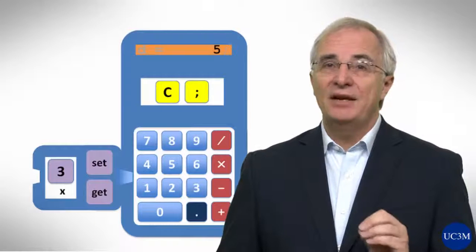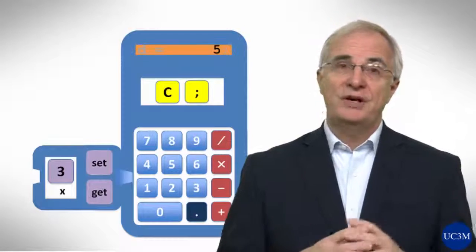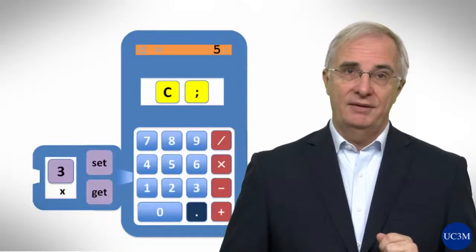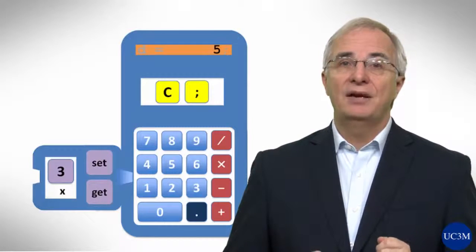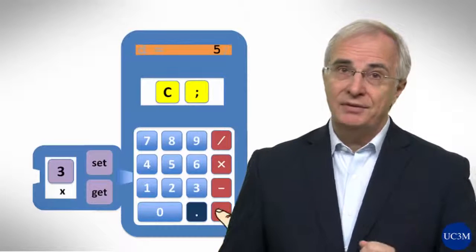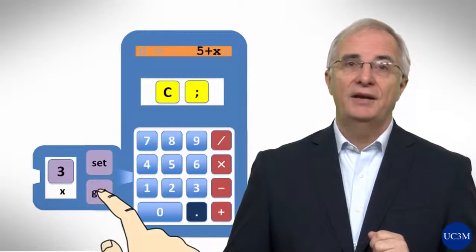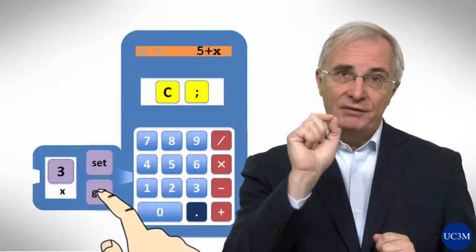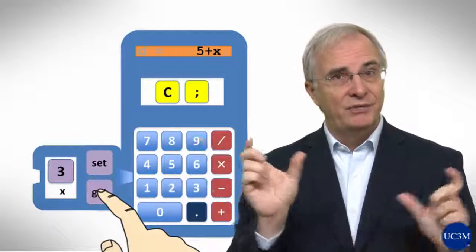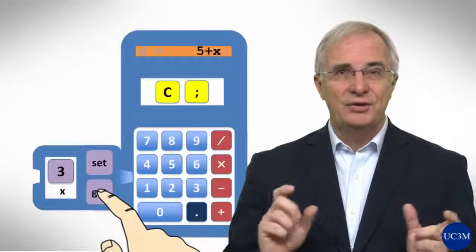Once we have set a value in a variable, we might use this value in expressions. For example, imagine we have a 5 on the display and want to add the value of x. We would press the plus symbol and then get x. In this way, we would see on the display 5 plus x. But this is an expression, and before we had an assignment statement. What is the display really showing?